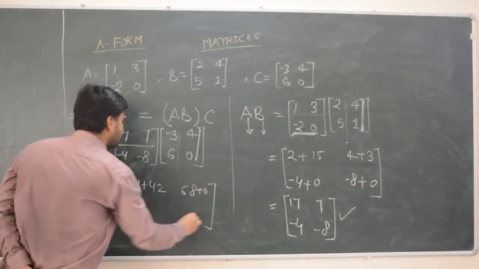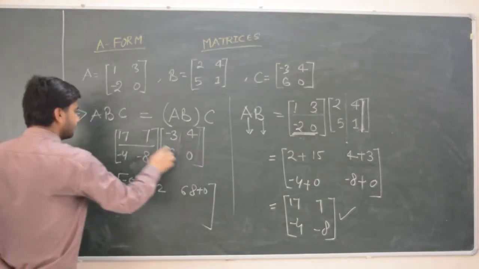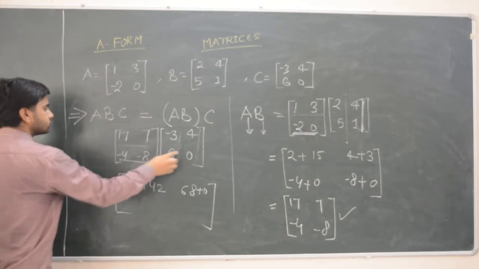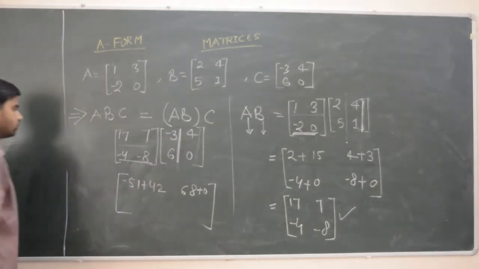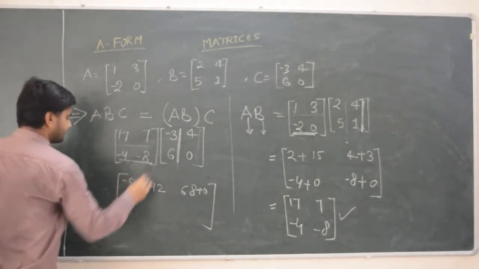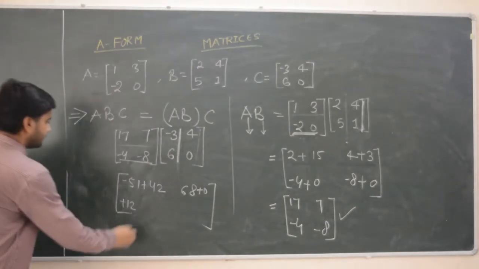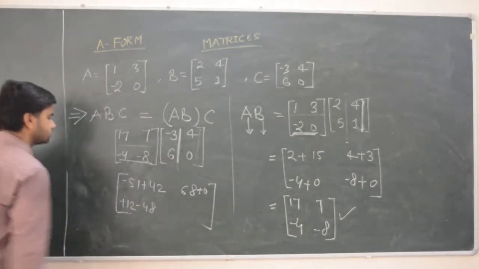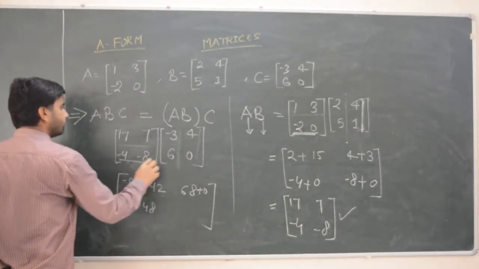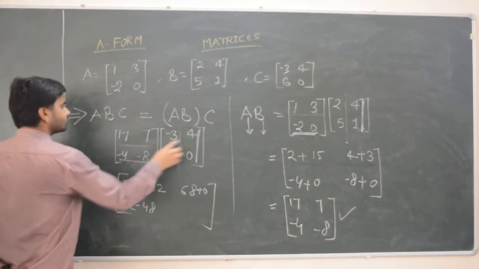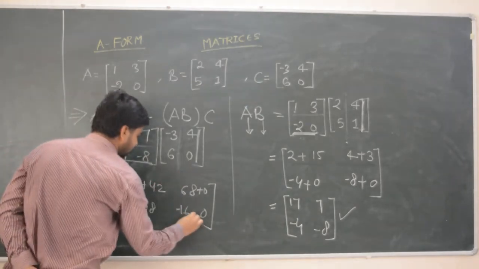Okay, so next, the first row is multiplied with the first column and the second column. Now we will multiply the second row with the first column and the second column. So the second row multiplied with the first column: we will get minus 4 into minus 3 that is plus 12, and minus 8 times 6, that is minus 48. Now we will multiply the second row with the second column. So we will get minus 4 into 4 that is minus 16, and minus 8 into 0 that is 0, with a plus sign in between.